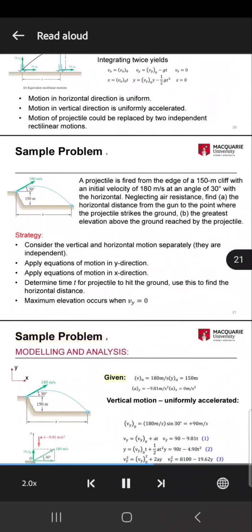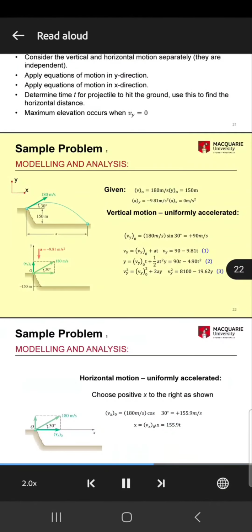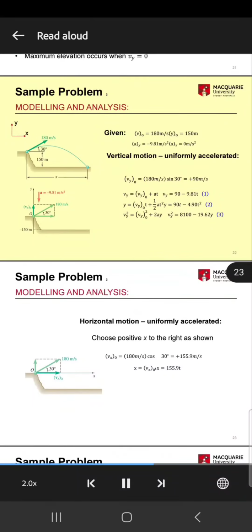Sample problem 2. Given: a_y equals minus 9.81 meters per second squared, a_x equals 0. Vertical motion is uniformly accelerated. v_y equals (v_y)_0 plus a_y t, so v_y equals 90 minus 9.81 t, equation 1. y equals (y)_0 plus (v_y)_0 t plus 1/2 a_y t squared.